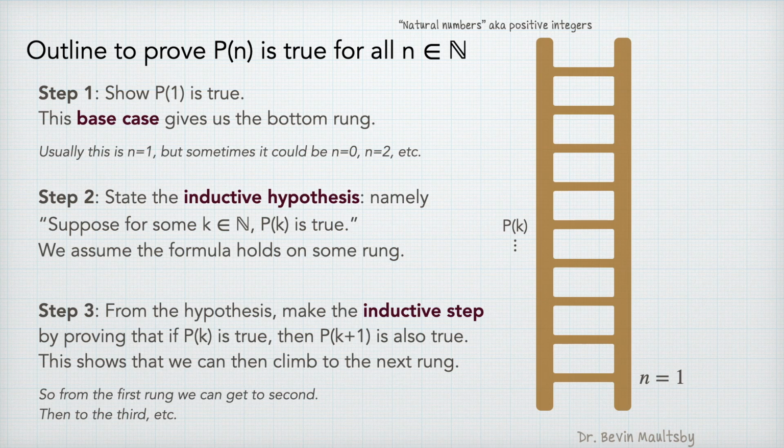And this is where it feels like you do the most math. What you do is assume that the inductive hypothesis is true, and you use that to prove that you could climb to the next rung on the ladder. So you show that if P of k is a true statement, then P of k plus 1 is also a true statement. And that's it. So proofs by induction always follow these 3 steps.